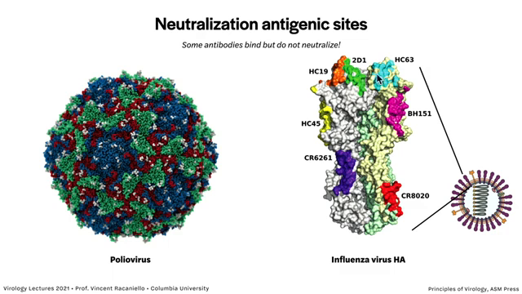Each of these colored areas is the target of a single monoclonal antibody. In fact, these are the names of the monoclonals that have been made in the lab or isolated from patients. You can now isolate single B cells from patients and take the antibodies that they make and work on them in the laboratory. So those are the neutralization antigenic sites of influenza virus. And we'll come back to a discussion of them later on.